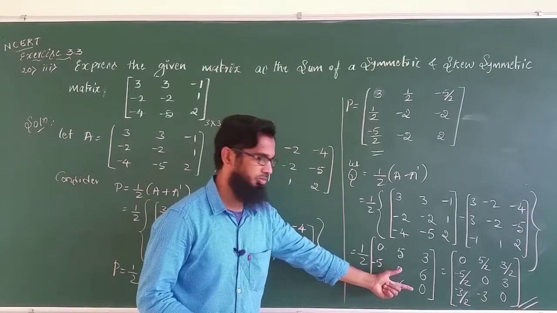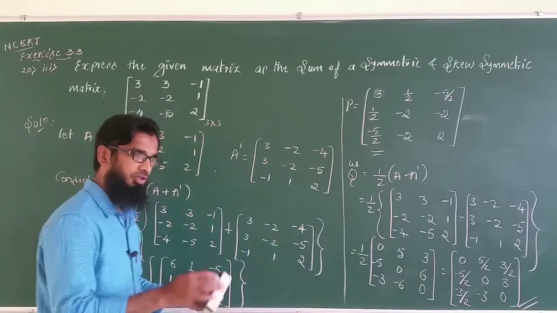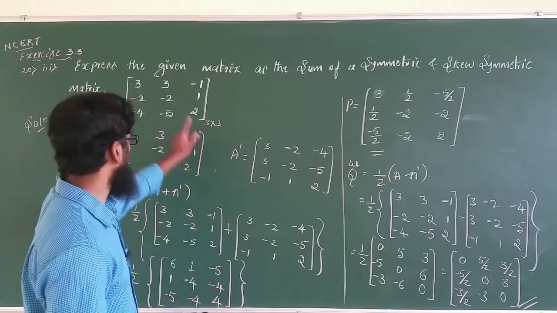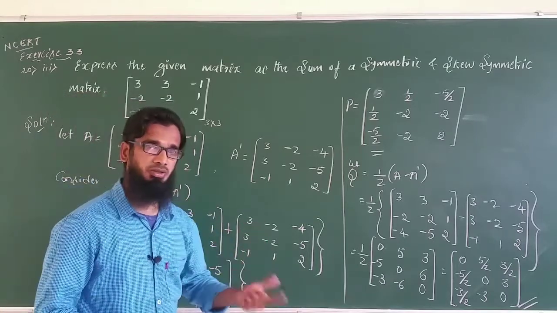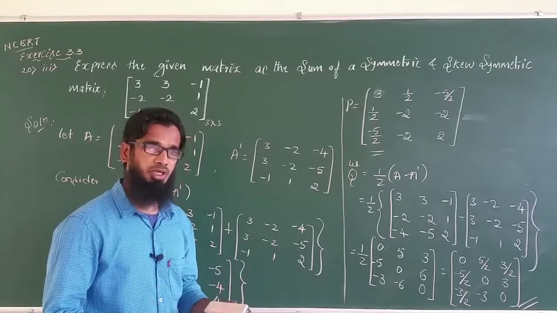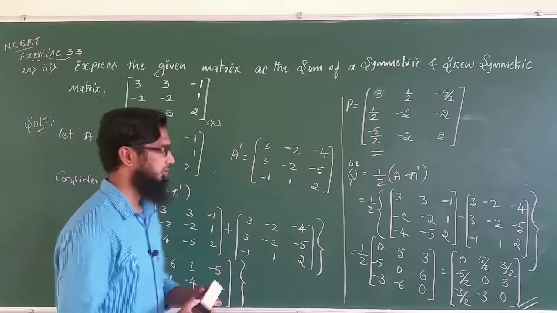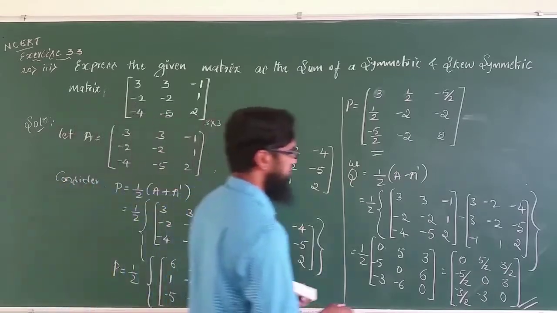So this is a skew symmetric matrix that we are getting here. Now I need to find P plus Q. If it is equal to the given matrix A, then we can say that any square matrix can be written as a sum of a symmetric and a skew symmetric matrix. The only thing I have to do is add these two terms.